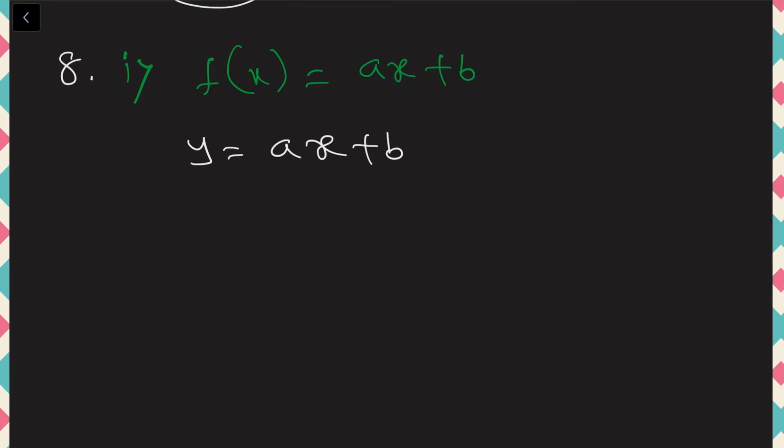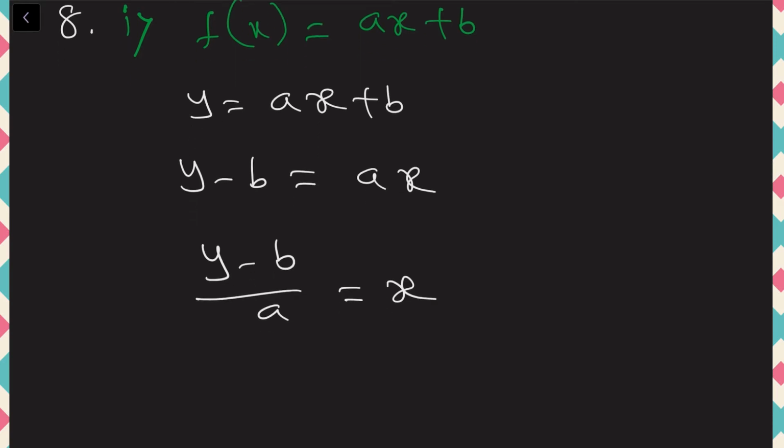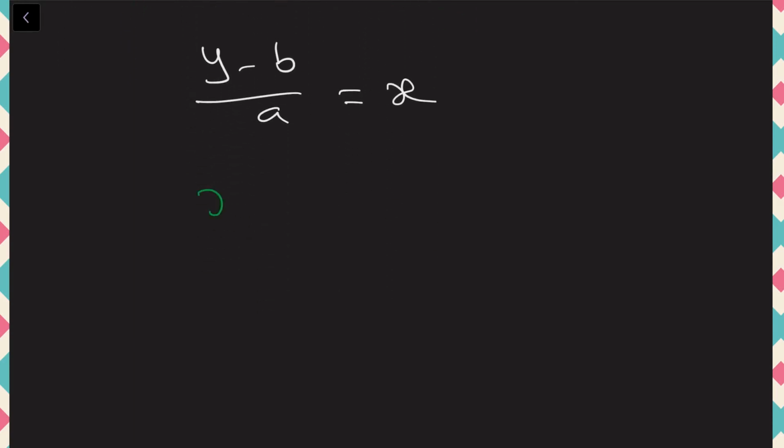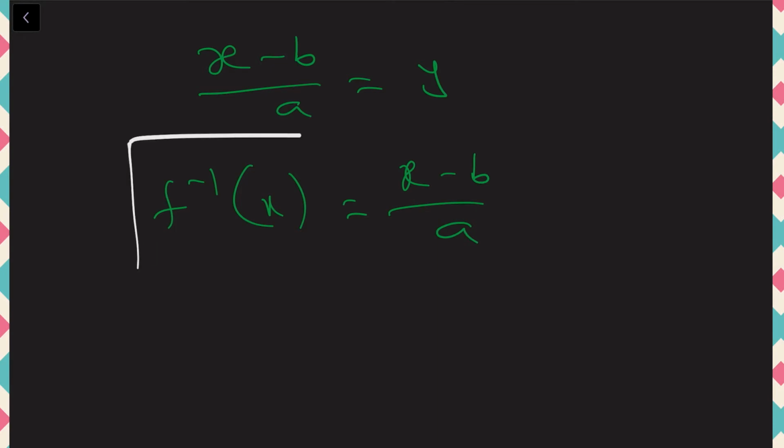Now we need to get the equation for x. For that, take b to the left side. y minus b is equal to ax. Now we want the x value, so to bring a to the left side, (y minus b) divided by a is equal to x. Now replacing the x and y values, y will become x, so (x minus b) by a is equal to y. Now replace this y with f inverse of x. So f inverse of x is equal to (x minus b) divided by a. This is the inverse of the given function.